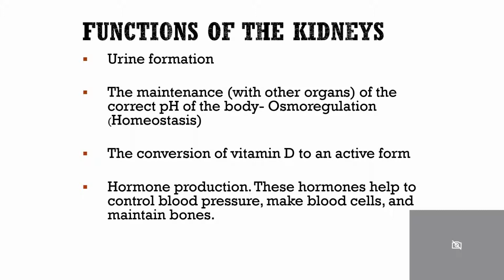Functions of the kidneys: urine formation, the maintenance with other organs of the correct pH of the body, which we term osmoregulation, and this is all part of homeostasis. The conversion of vitamin D to an active form, and hormone production, and these hormones help to control blood pressure, make blood cells and maintain bones.